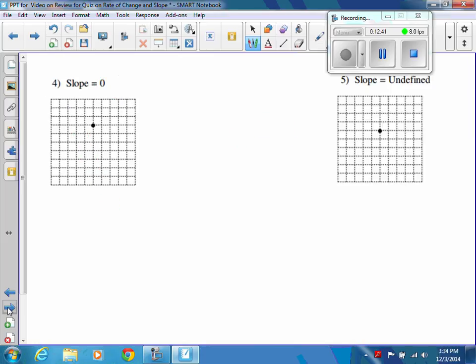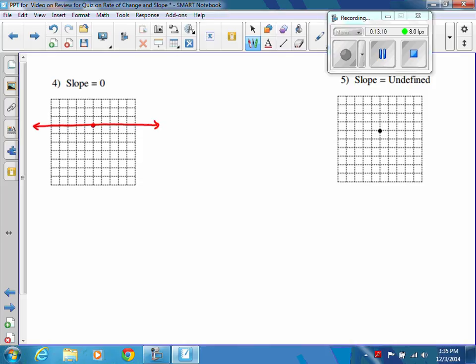Okay, here's a couple of special cases that we need to make sure we are keeping in mind. If I have a slope of 0, it means that my line is literally just going to be a straight horizontal line. Since this is my point right here, I'm just going to draw a straight horizontal line straight through that point. That is showing me that I have a 0 slope.